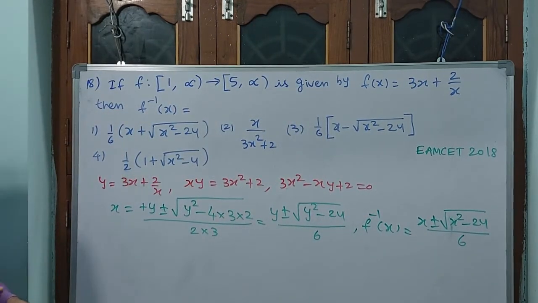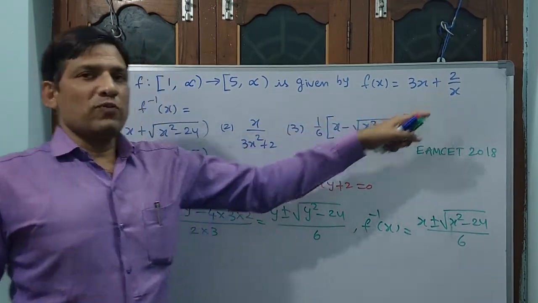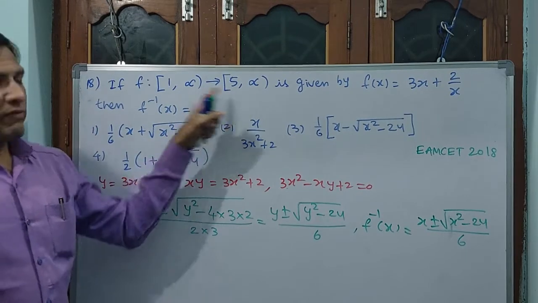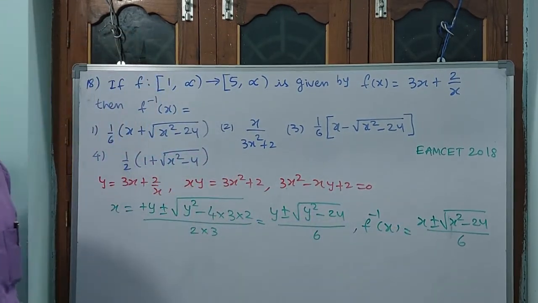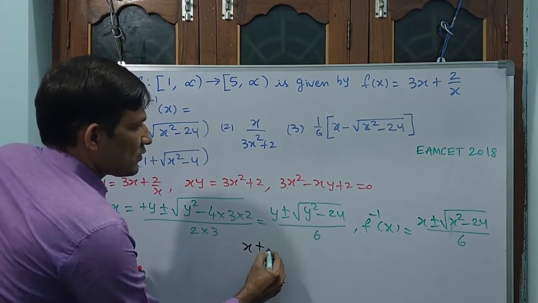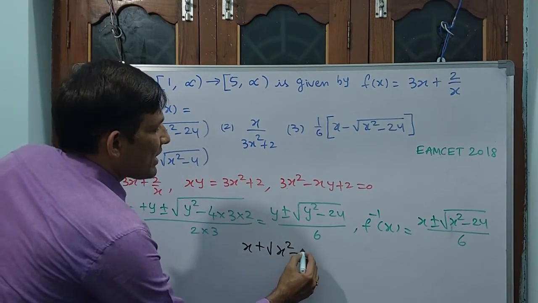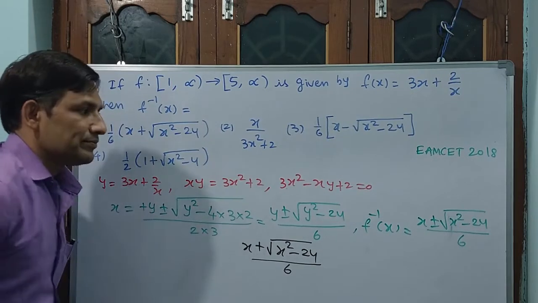One thing I told you, see, this function is entirely a positive function and the input you are also giving positive. That means you tell me now, will this negative number come, x minus root of? No, it doesn't come. That is why you have to take x plus square root of x square minus 24, divided by 6.